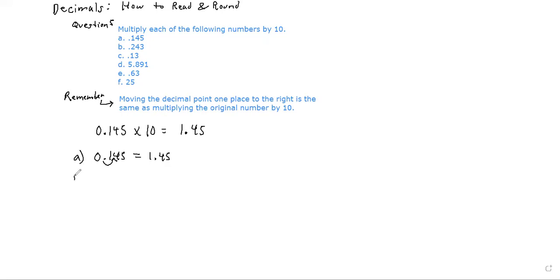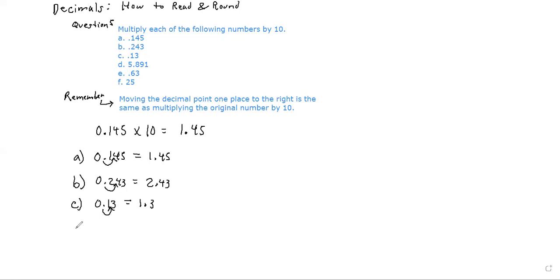Now we're going to do B, which is 0.243. Again, we're just going to shift that decimal place one place to the right. So that's going to give us 2.43. For C, the number they've given us was 0.13. We're going to shift that decimal point to the right, and we're going to get 1.3.